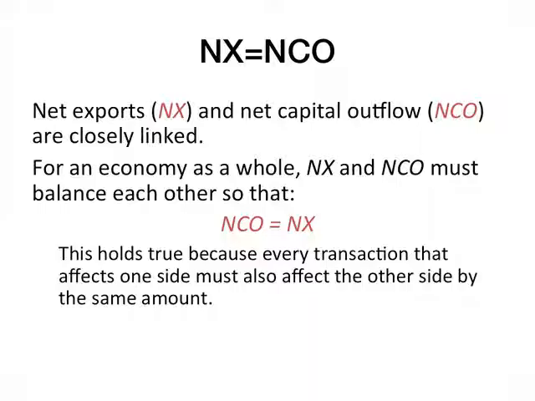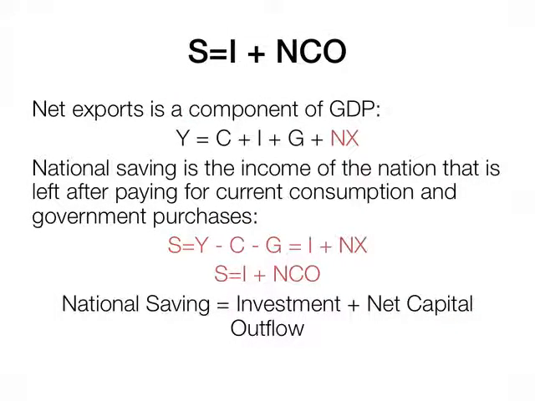So, it is a fact. The savings rate in Ireland is given by the level of investment plus net capital outflow. You all understand net exports as a component of GDP. Y is equal to C plus I plus G plus X minus M, or NX, as I've written it here. And national saving is the income of the nation left after paying for current consumption. So S is equal to Y minus C minus G, which is equal to I plus NX. And because we know that NX is equal to NCO, S is equal to I plus NCO. National saving is equal to investment plus net capital outflow.